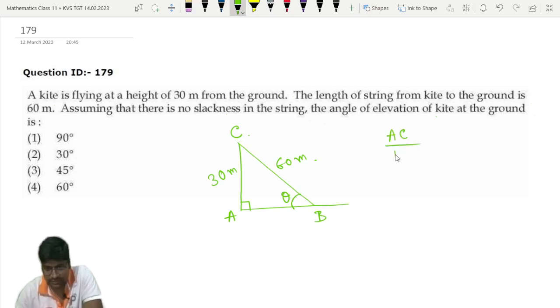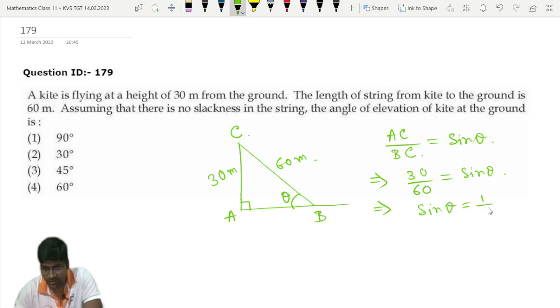AC by BC is equal to sin theta. So AC is equal to 30, BC is equal to 60, is equal to sin theta. So from here we are getting sin theta is equal to 1 by 2. 1 by 2 means what? Theta is equal to what? Then theta is equal to 30 degree.